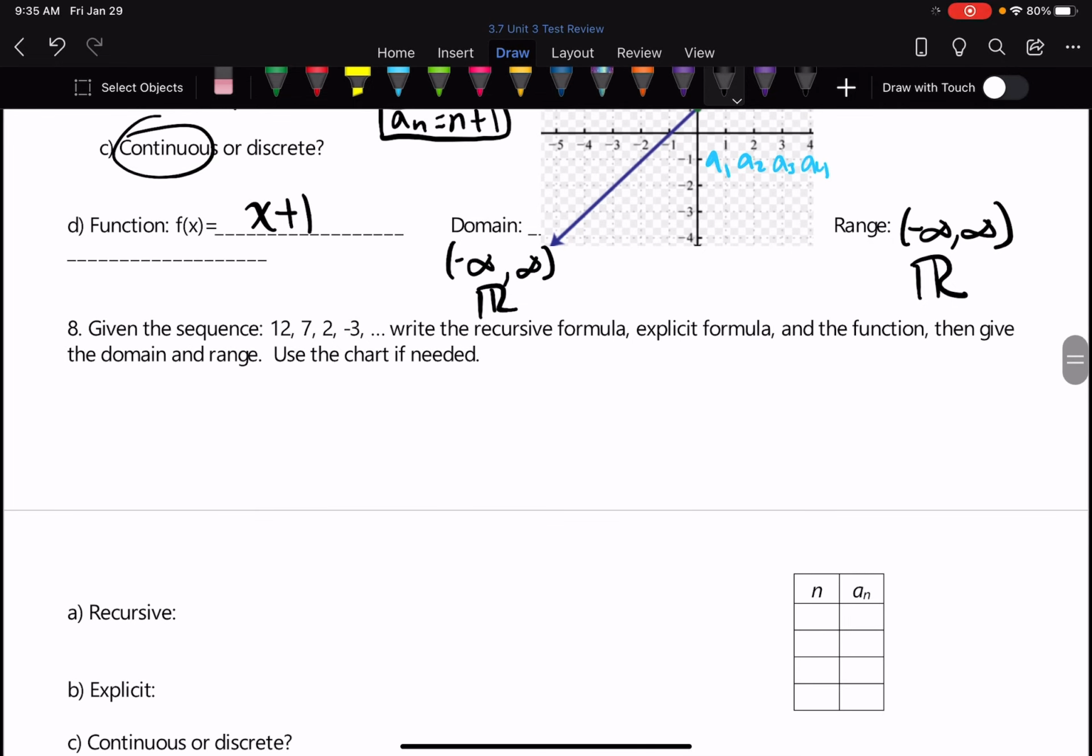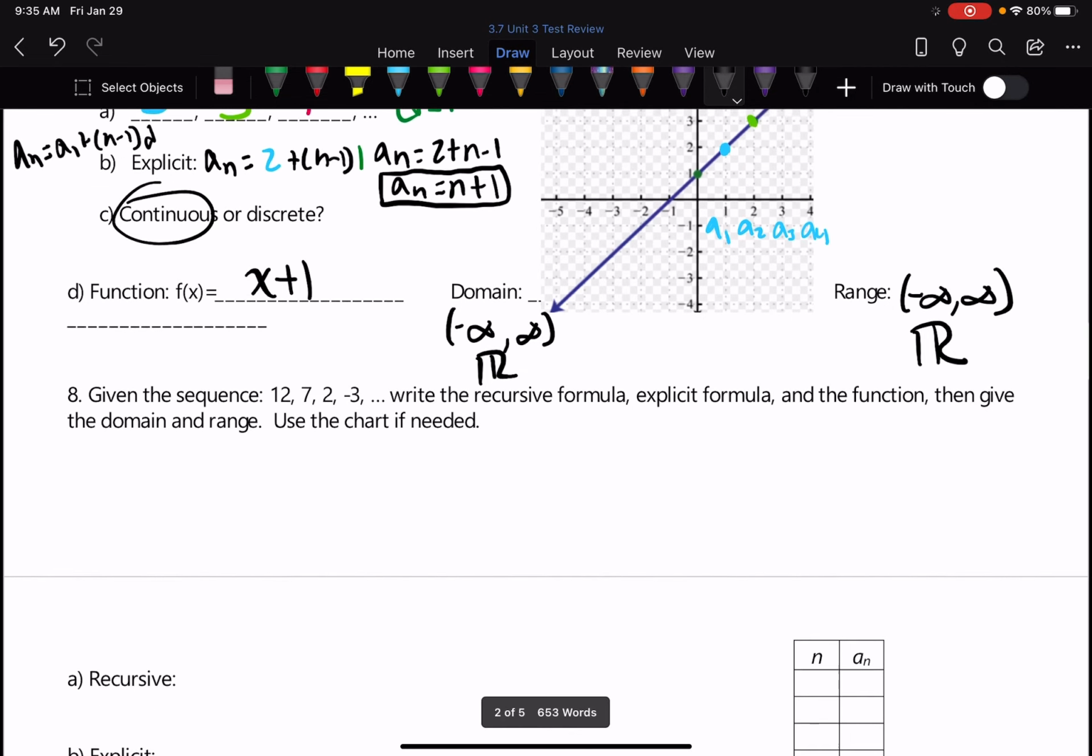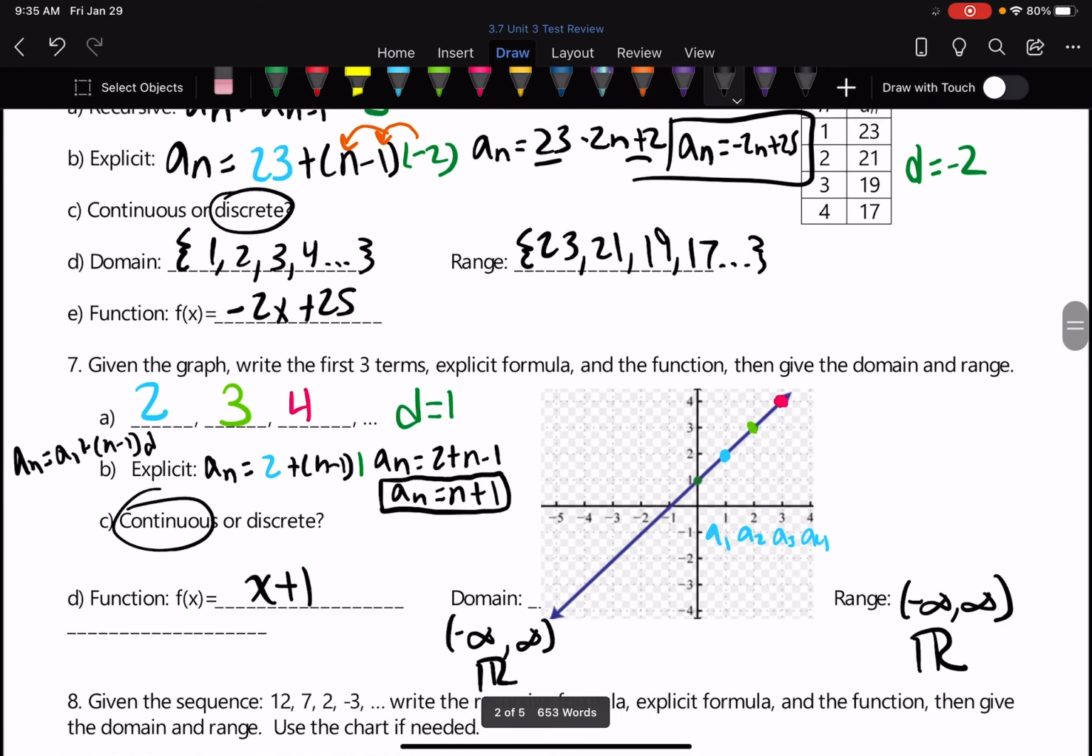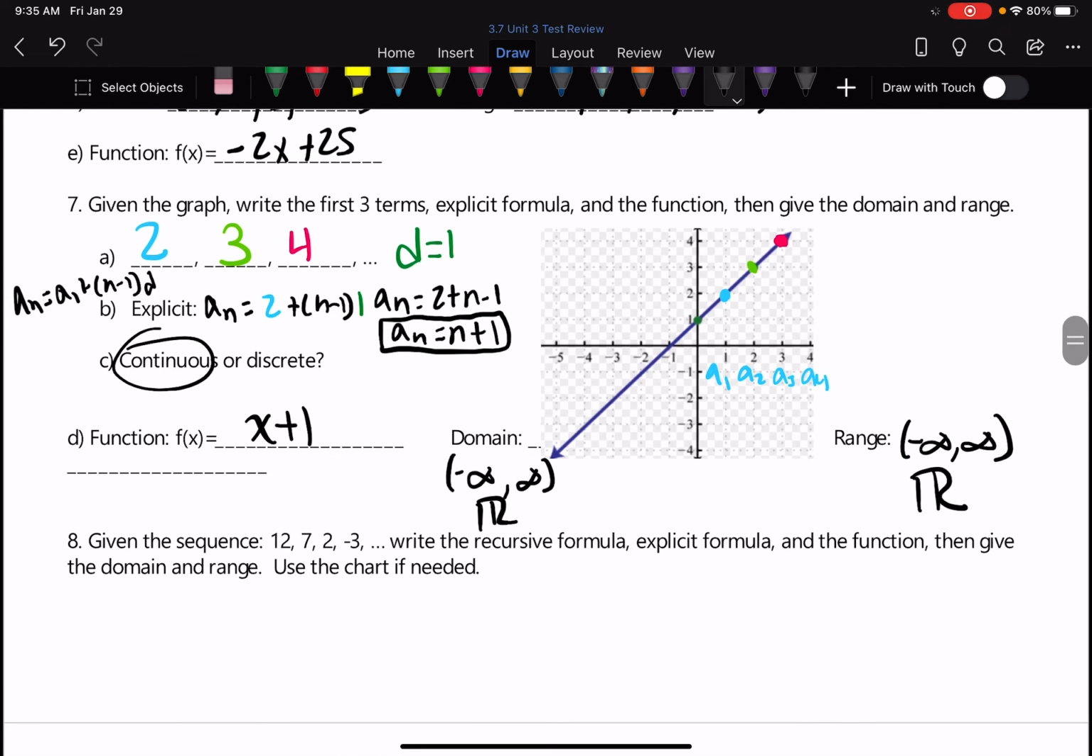Now let's look at problem 8. It's going to continue on to the next page a little bit, so we'll actually pause on problem 8 and we'll continue that in the next video.